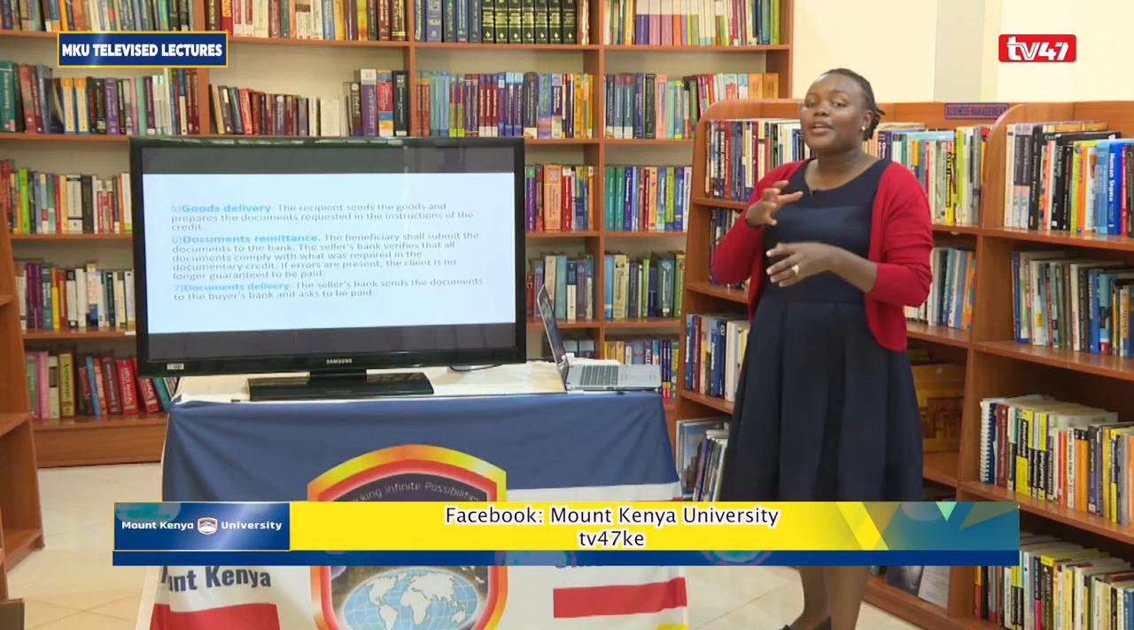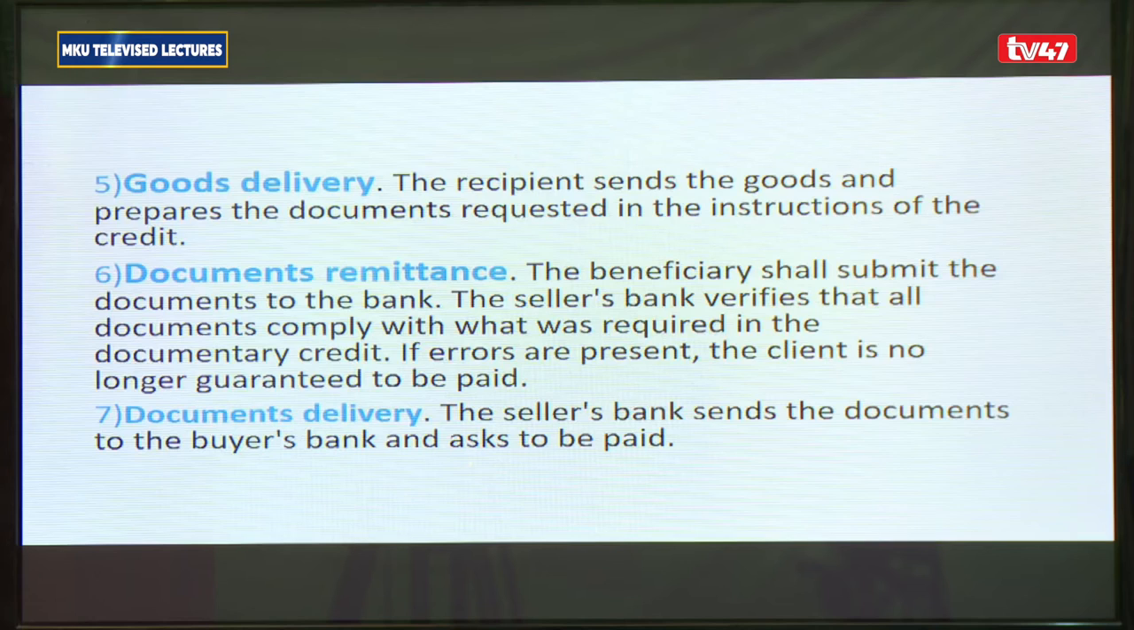Now that we have met all the conditions, the goods are delivered and the recipient sends the goods and prepares the documents requested in the instructions of the credit. Then the documents are remitted to the bank. The beneficiary, who is a seller, will submit those documents to the advising or the confirming bank. And once he submits those documents, then the seller's bank will verify that all the documents comply with what was required in the documentary credit. Okay, if errors are present, the client is no longer guaranteed to be paid.